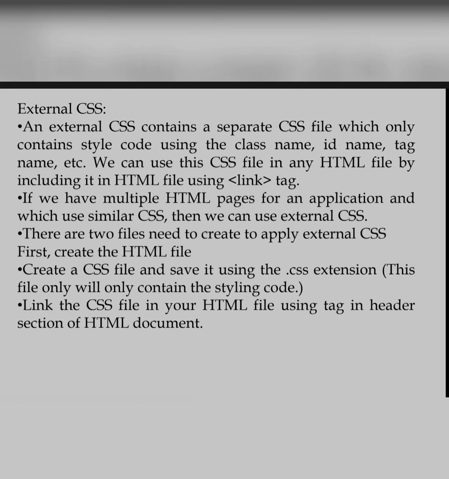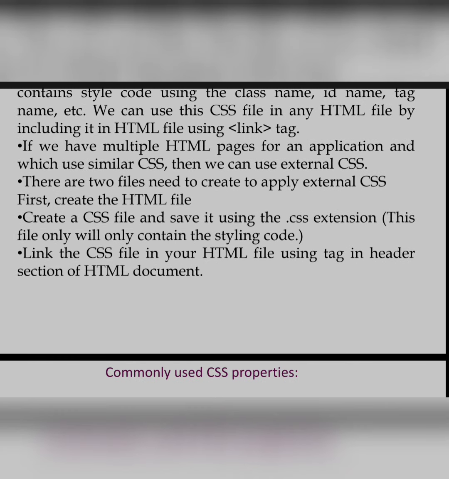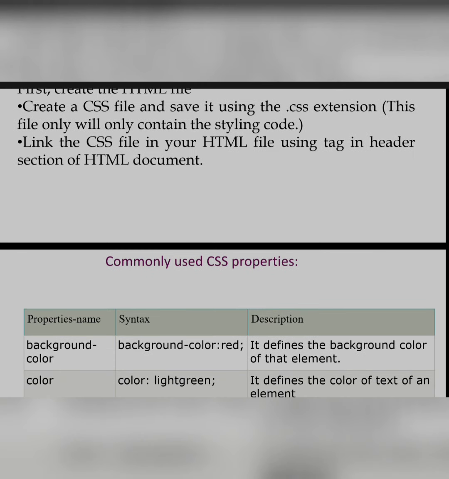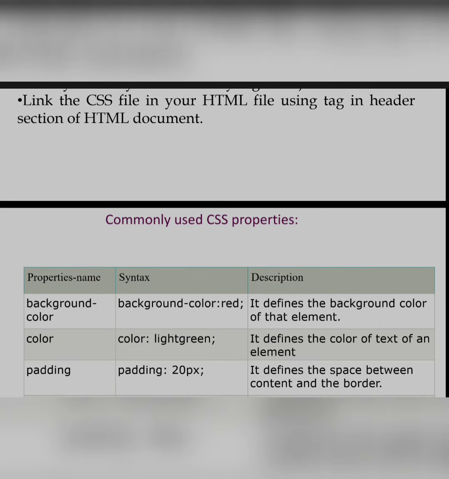If we have multiple HTML pages for an application which use similar CSS, then we can use external CSS. There are two files needed here to apply external CSS. First, create the HTML file. Create a CSS file and save it using the .css extension. Link the CSS file using the link tag in the head section of the HTML code.